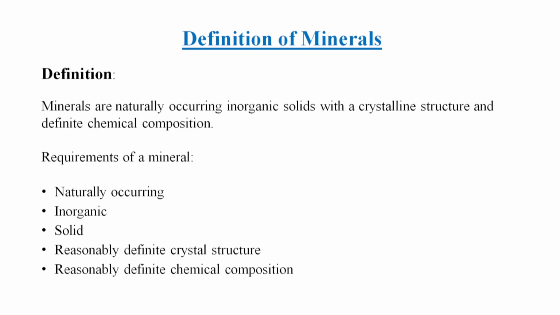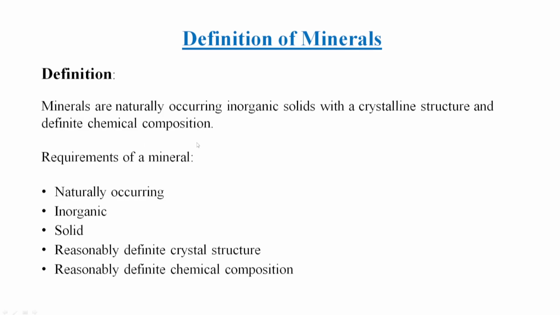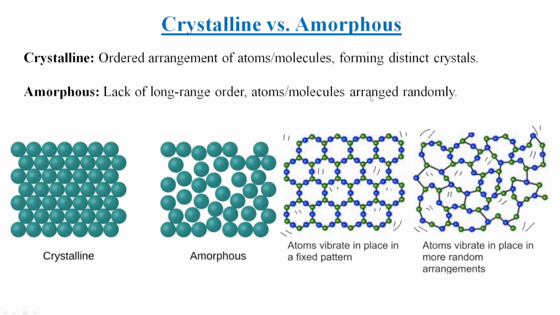In that case as well, it should have a very well defined regular arrangement of atoms or molecules that are arranged in a very regular manner. So that will define your crystal structure as well. Broadly there are two kinds of minerals if I want to classify in very broad terms. The first category is your crystalline minerals or crystalline substances, which will definitely show you an ordered arrangement of atoms and molecules forming distinct crystals.